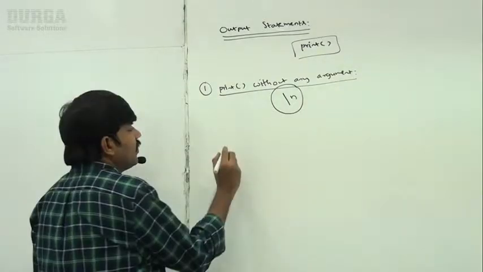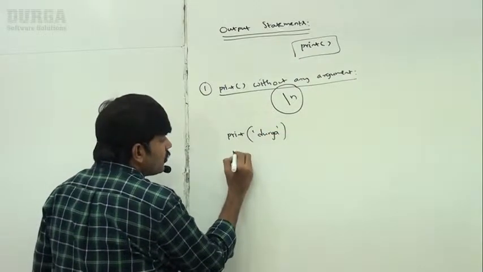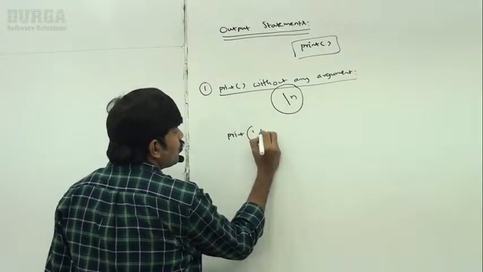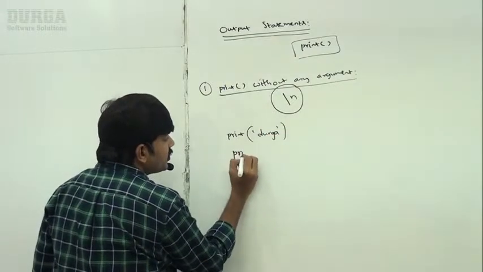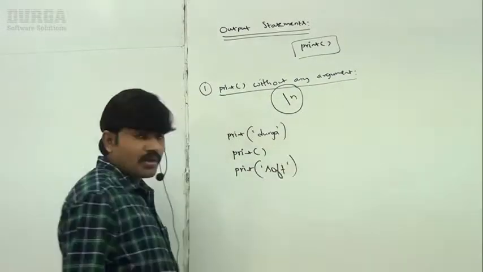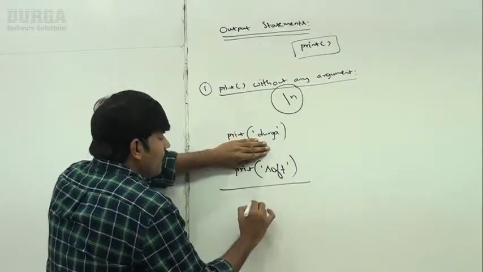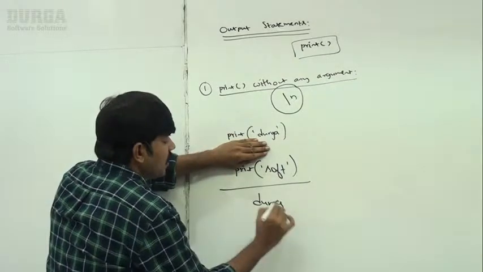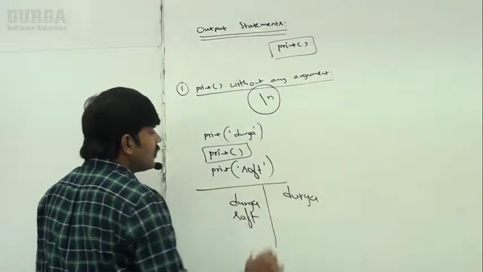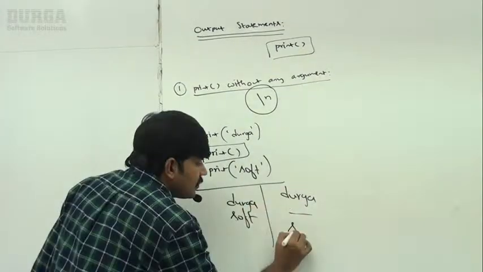Have a look once. Print of Durga I'm taking. Now just print I'm taking. Next print of soft I'm taking, sir. If I'm not taking this print statement in the middle, we are going to get simply Durga and then soft. But if I'm taking this one, what is the output? Durga, and then one blank line will be there, and then soft by default we are going to print, sir.